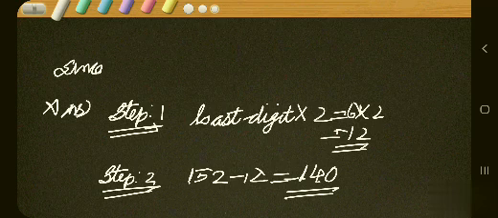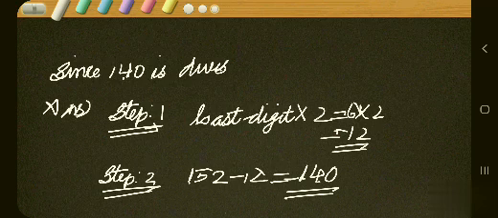Since 140 is divisible by 7, write down, since 140 is divisible by 7, what can we conclude? Which is the given number? 1526, isn't it?